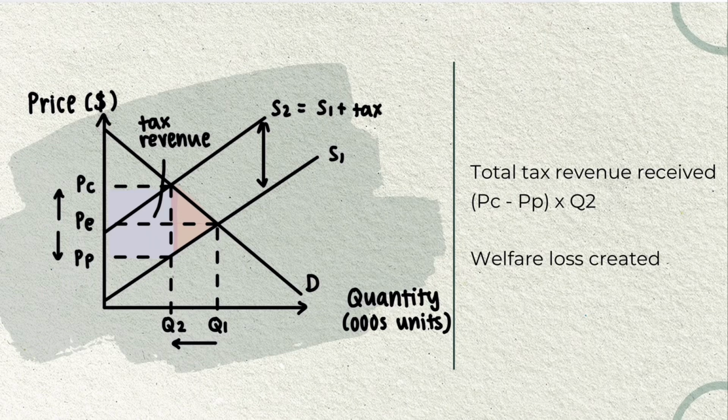And in the end, the government collects tax revenue from both the consumers and the producers, which is the distance between PC and PP, in this case $5, multiplied by the new quantity of Q2. And the purple box illustrates the total tax revenue received, and the welfare loss is created. More on this later.